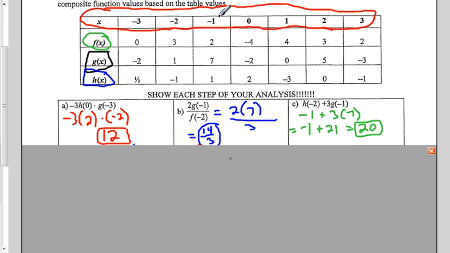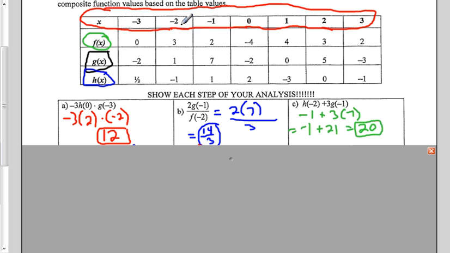Now we have division. G of -1. Find when x is -1. G of x is 7. So 2 times 7, over f of -2. When x is -2, f of x is 3, so f of -2 is 3. Just leave it as 14/3, don't write it as a decimal.